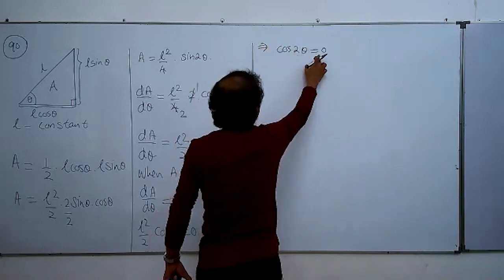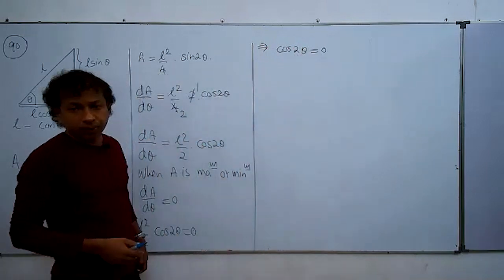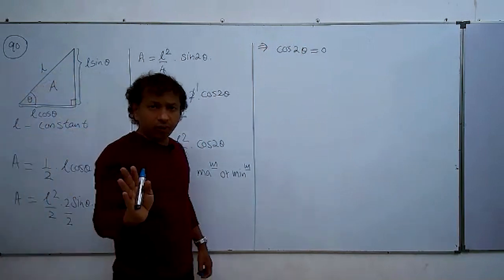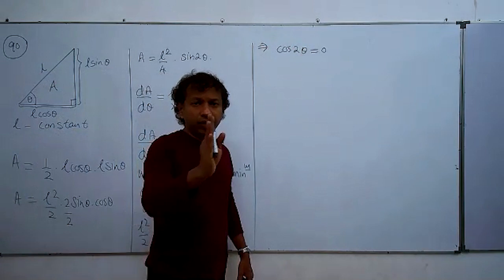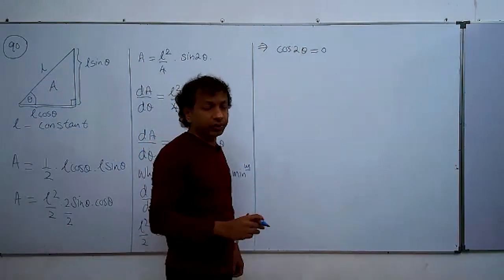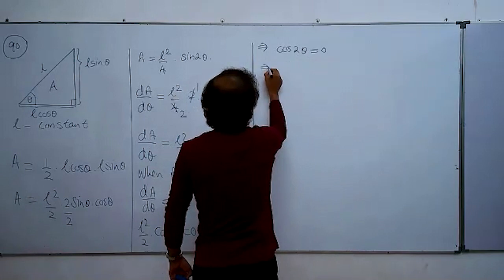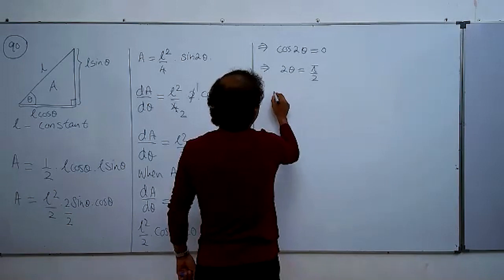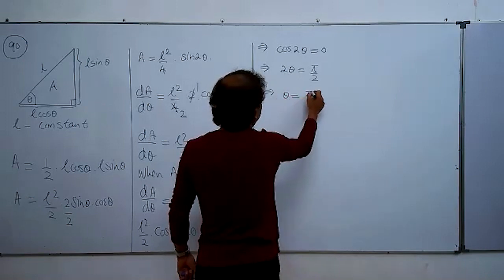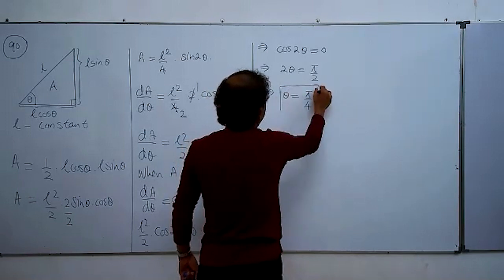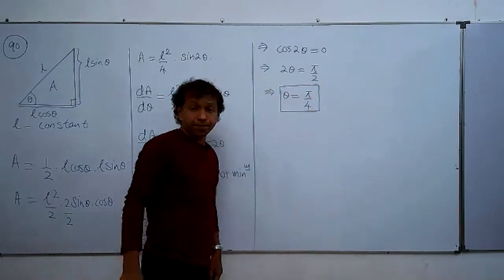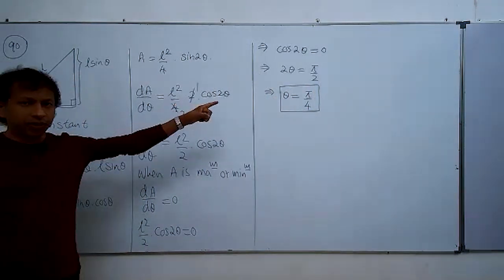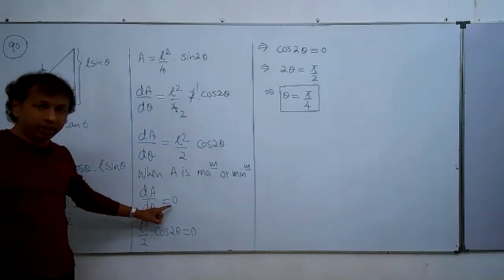Cos angle 0 means, for the angle 90 only, cos becomes 0. Cos angle 0 means definitely that angle should be 90. So therefore, cos 2 theta being 0 means definitely this 2 theta should be 90, that means pi by 2. Making theta the subject, we get theta equals pi by 4. Now the summary is, when theta is pi by 4, dA by d theta equals 0.